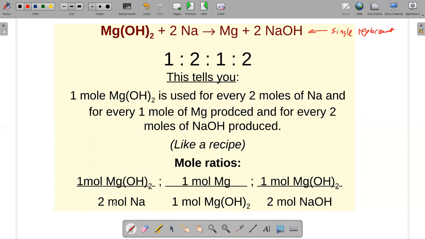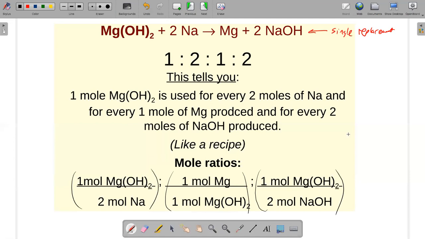So here are some examples of mole ratios. The mole ratio could be 1 mole magnesium hydroxide to 2 moles of sodium. And usually we write them as fractions in a parenthesis. Or for every 1 mole of magnesium there is 1 mole of magnesium hydroxide, because there's 1 and 1. Or you could write 1 mole of magnesium hydroxide is good for 2 moles of sodium hydroxide.